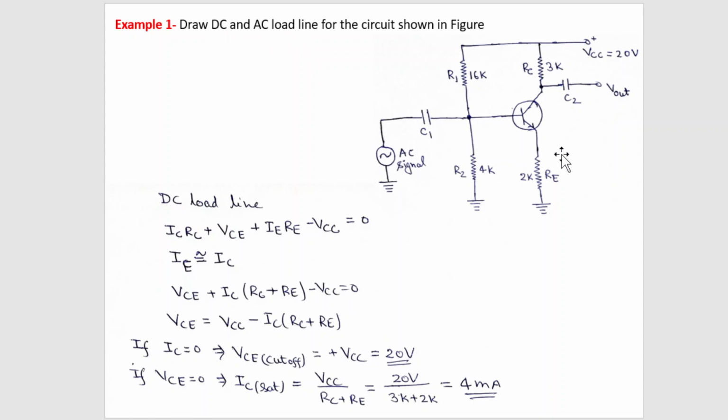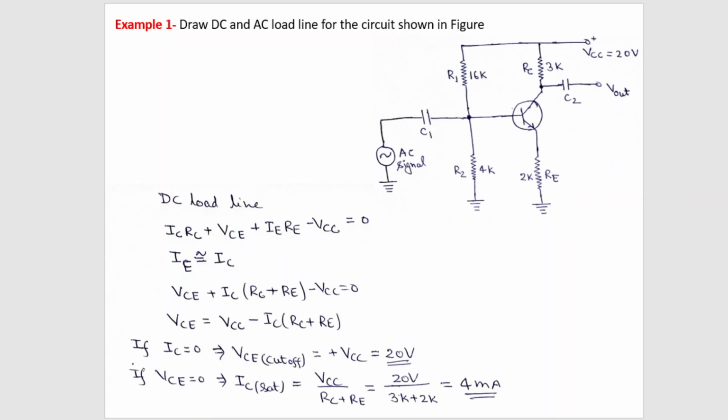In order to draw the DC load line, as I explained earlier, we have to find out two end points for the DC load line. I discussed this when I was teaching you the voltage divider bias configuration. Again, I will teach how to draw the DC load line. We have to apply Kirchhoff's voltage law in the output loop, that is the collector emitter loop. If you apply it, that is ICRC plus VCE, the collector emitter voltage drop, plus IERE minus VCC equal to 0.